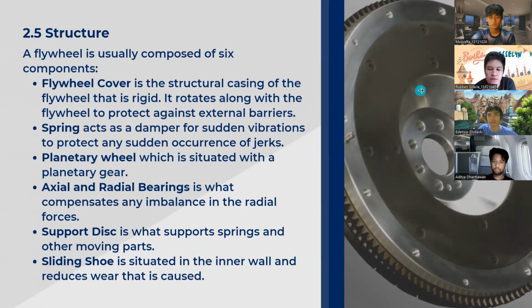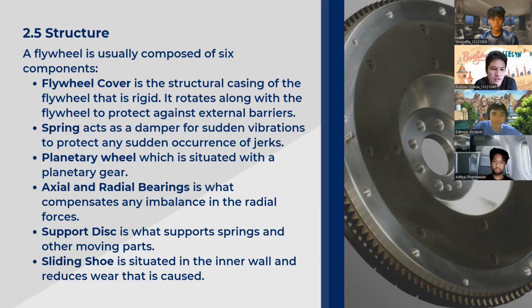The structure of the flywheel is usually composed of six components: flywheel cover, spring, planetary wheel, axle and radial bearings, support disc, and sliding shoe. The flywheel cover is the rigid structural casing of the flywheel. It rotates along with the flywheel to protect against external barriers. The spring acts as a damper for sudden vibration to protect against sudden jerks.